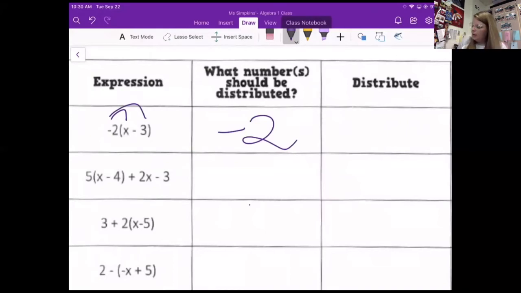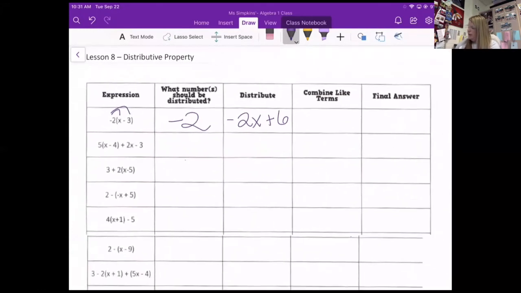So let's do that. -2 times x would be -2x. And -2 times -3, negative and a minus is going to change to a +6. Do you see any like terms between -2x and 6? No, so we're going to skip that part. And our final answer would just be -2x plus 6. And that's all we can do, unless it was equal to something, or unless I told you x equals something, that's all we're able to do there.